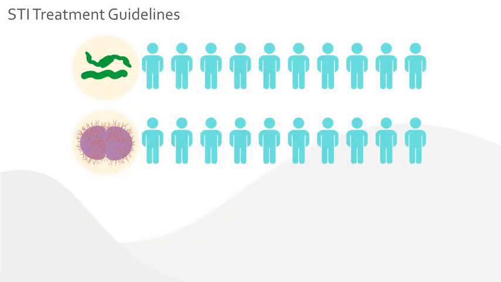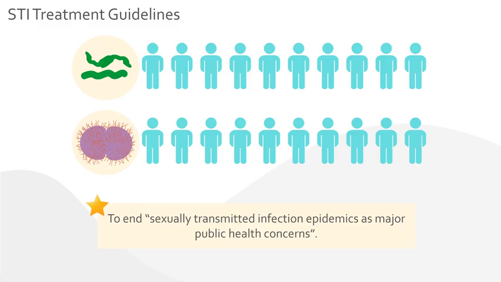The STI Global Health Sector Strategy is designed to end, quote, sexually transmitted infection epidemics as major public health concerns, unquote. The strategy targets a 90% reduction of Treponema pallidum incidence globally, 90% reduction in Neisseria gonorrhoeae incidence globally, and a goal of less than 50 cases of congenital syphilis per 100,000 live births in 80% of countries.